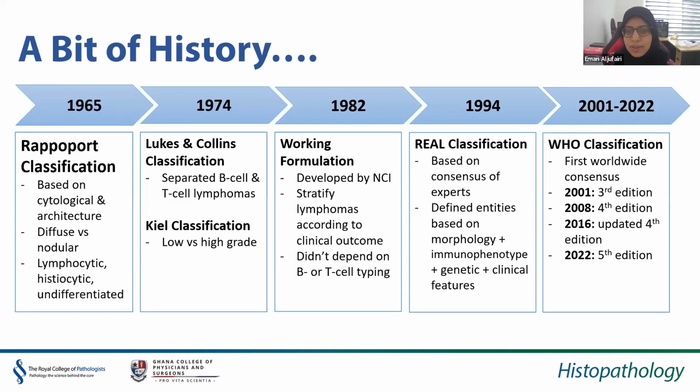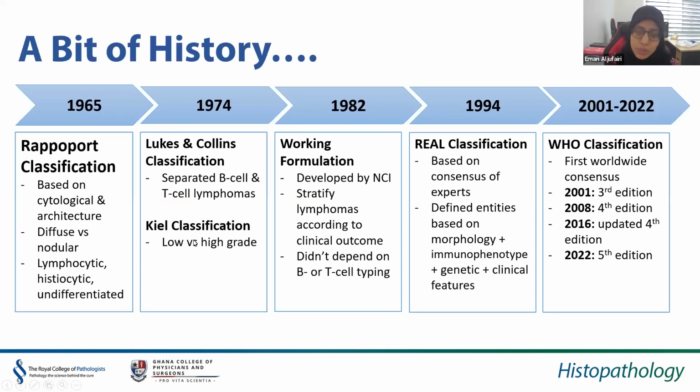As we discovered immunohistochemistry later on, new classifications came. In the US, the Lukes and Collins classification came, where using immunohistochemistry, they divided lymphoma into B and T cell lymphomas. At the same time, the Kiel classification happened in Europe, and they added, along with B and T cell subclassification, whether it's low or high grade based on morphological features.